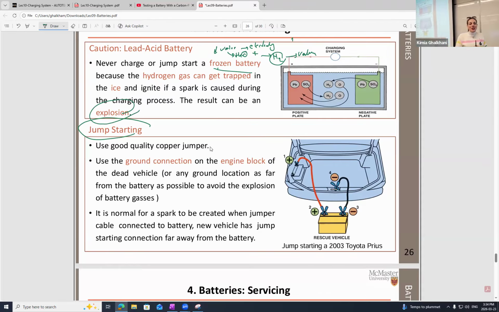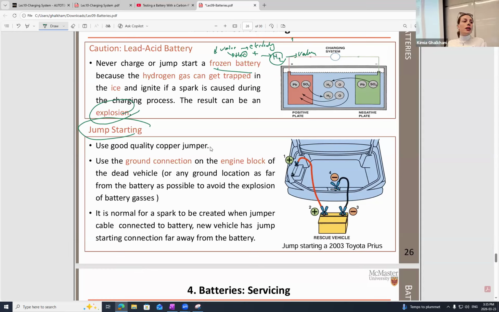Now, suppose the battery is not frozen. For some reason, you've got a dead battery. That's the part where I said you may have this experience. How many of you have already had the jump starting experience? Yeah, a good amount of you. So you know how to do it. It's easy. You have to have another rescue vehicle in order to jump start.